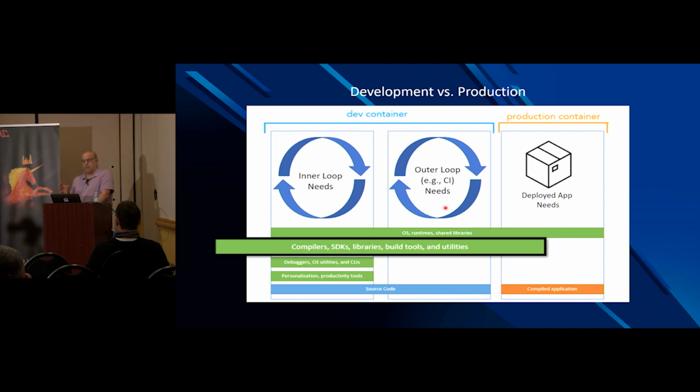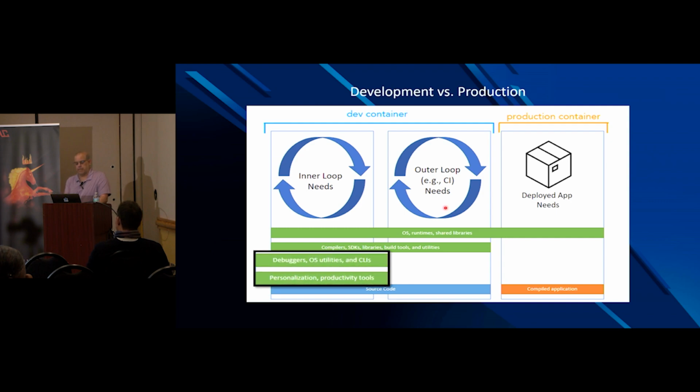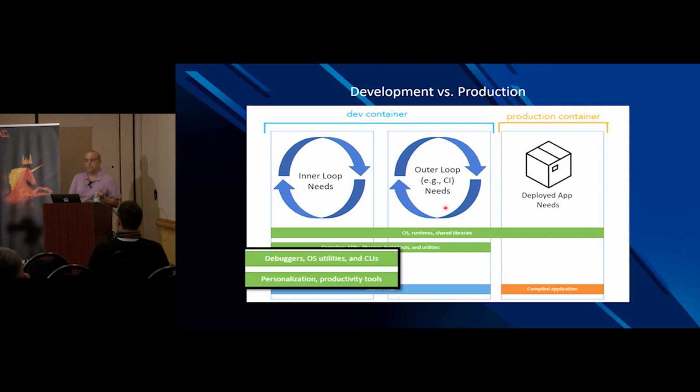Then, in the dev container piece, you need your compilers and your SDKs. If you're in the .NET world, you need MS Build. If you're in the Node world, you need Node or NPM, etc. But where dev containers really shines is this point: the debuggers, the operating system utilities, command line utilities, and the personalization. One of the things I really like about using dev containers, and we'll see it once we start building them, is that you can create very specific instances of Visual Studio Code just for that.